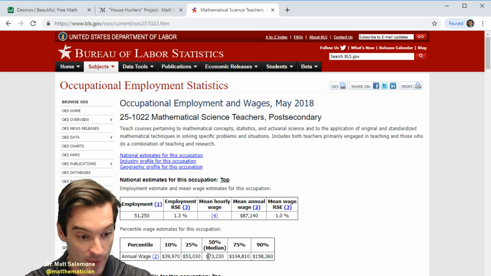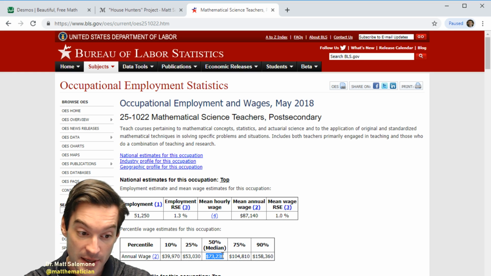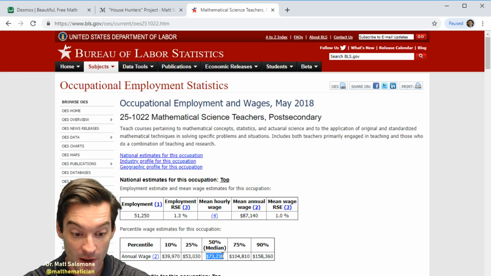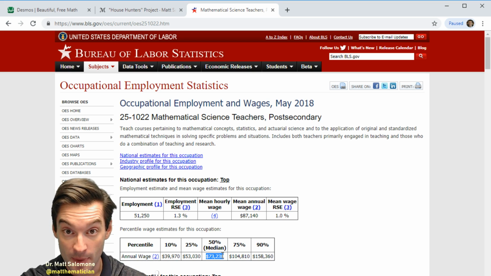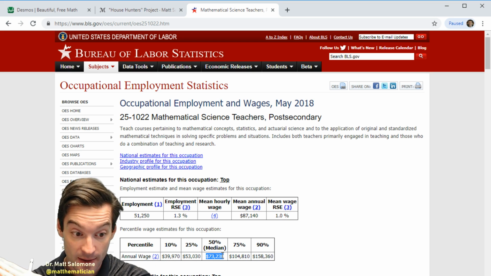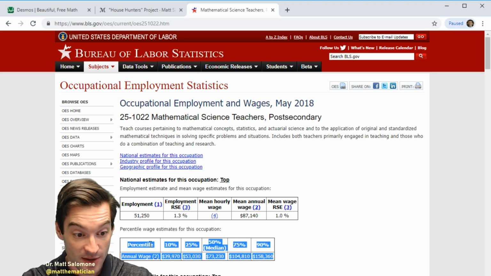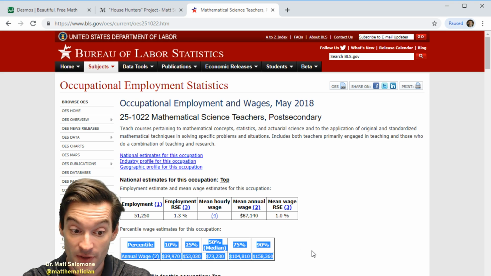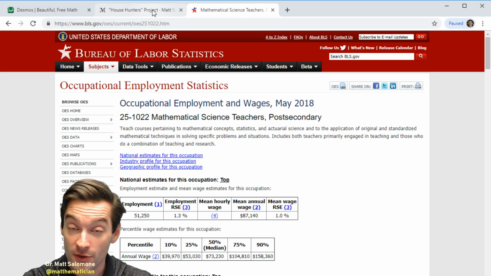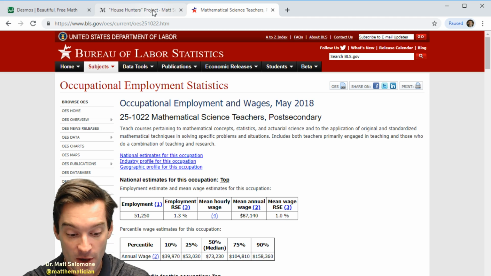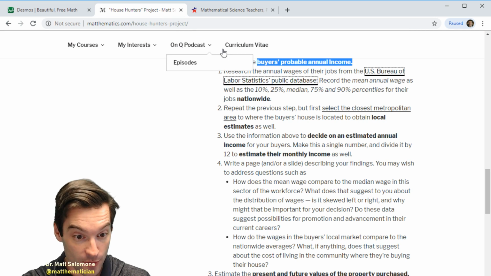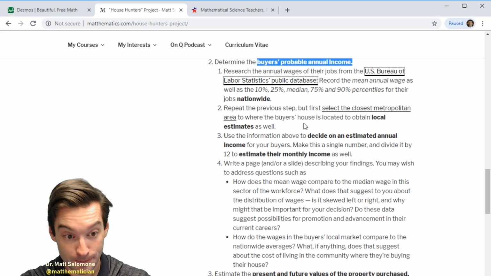So we can see, for example, here is the median wage for a post-secondary mathematical science teacher. Median, of course, means that half of people in this career are going to make more than that amount of money. The other half of the people in this career are making less than that amount of money. So if you are able to get these statistics, the percentiles, the 10th, 25th, 50th, 75th, and 90th percentiles for the careers that your buyers have, add them together, you'll figure out, roughly speaking at least, what on average we think these buyers are going to be making per year on an annual basis, before taxes, gross income.